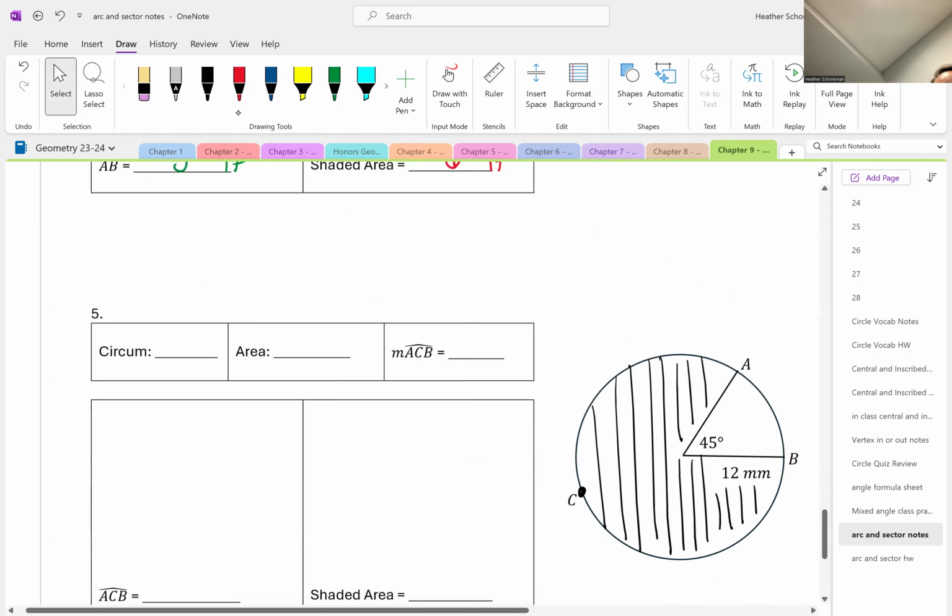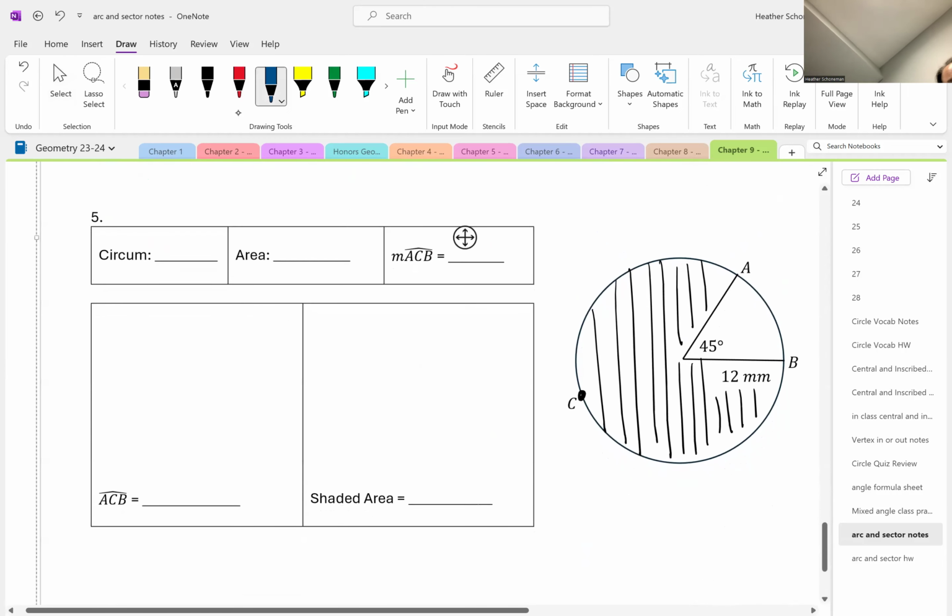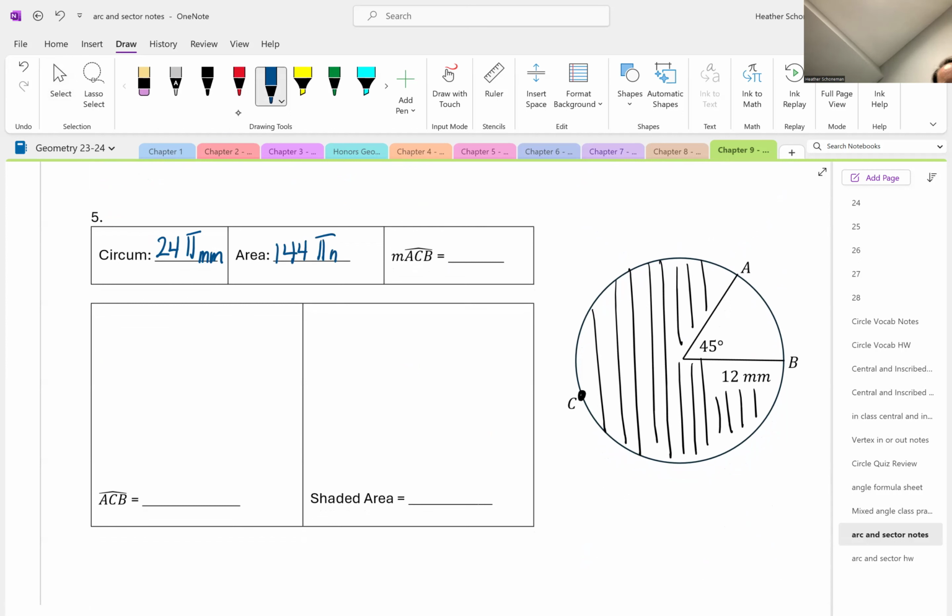All right, last one. The radius is 12, so the circumference is 24 pi millimeters. The area is going to be 144 pi millimeters squared. And this 45 is for this arc, but it wants arc ACB, which is the big part. So we have to do 360 minus 45, which is 315.